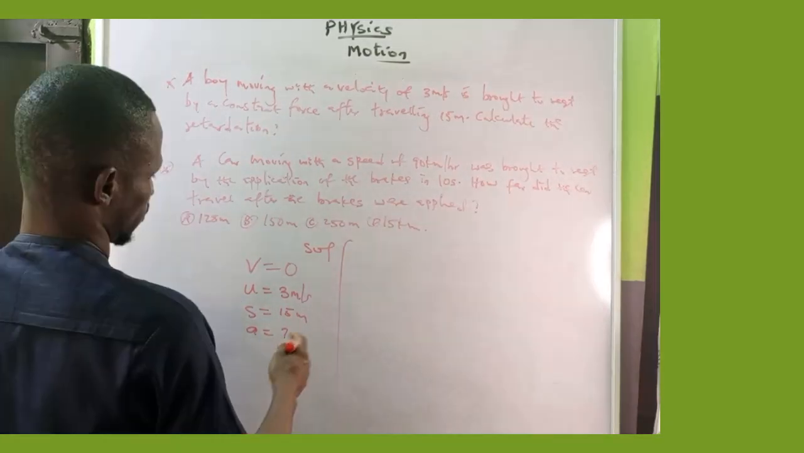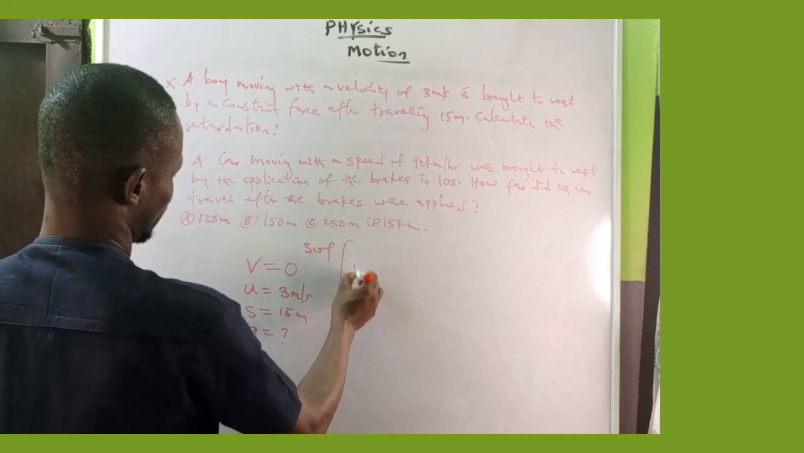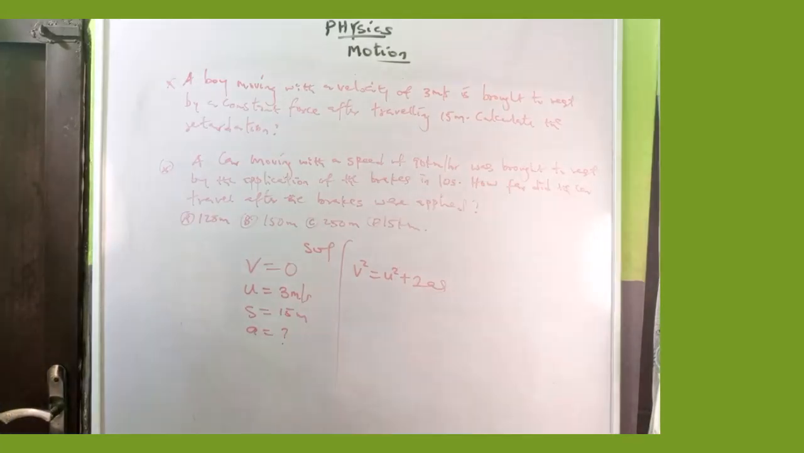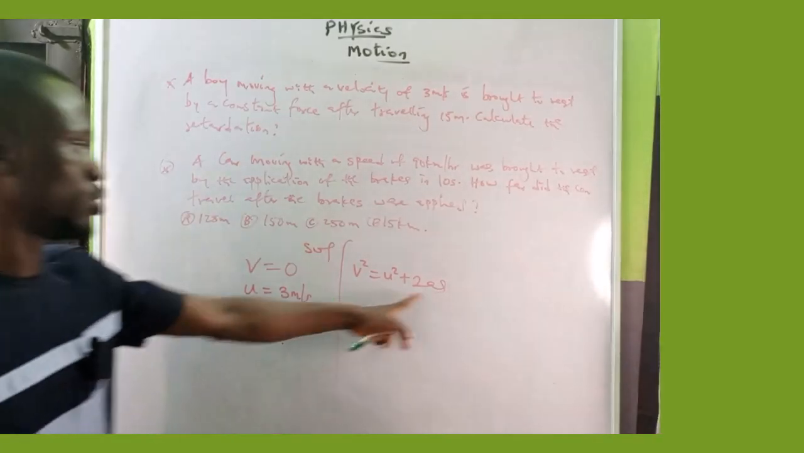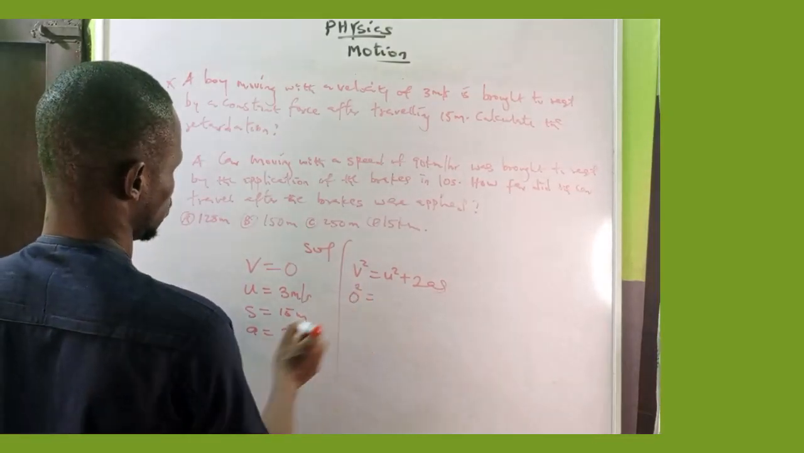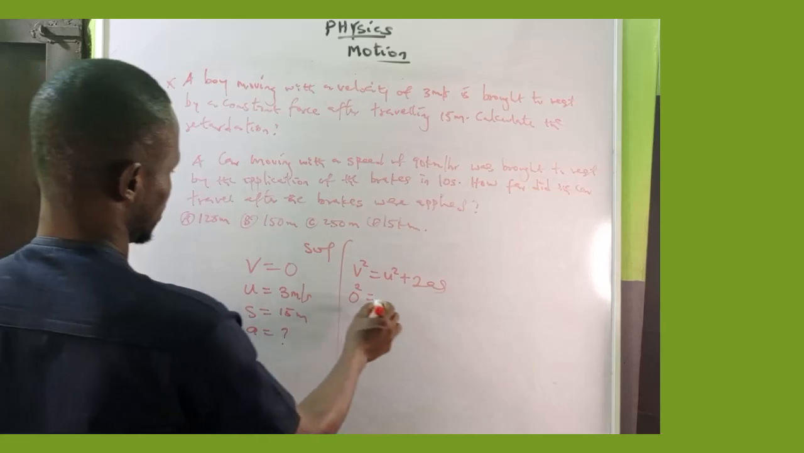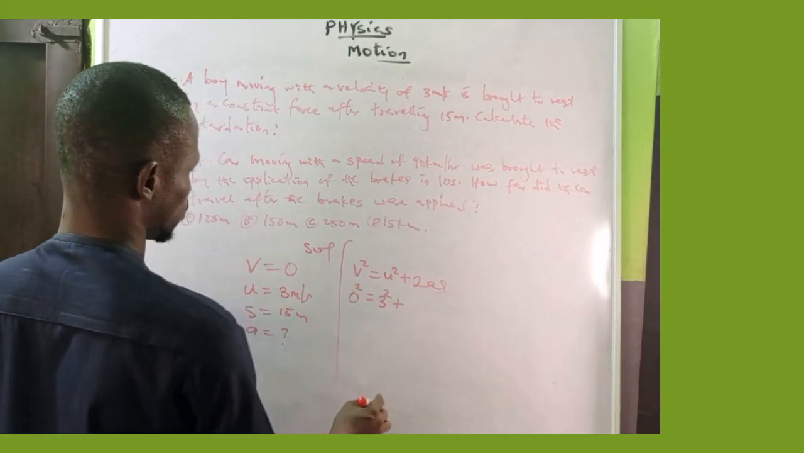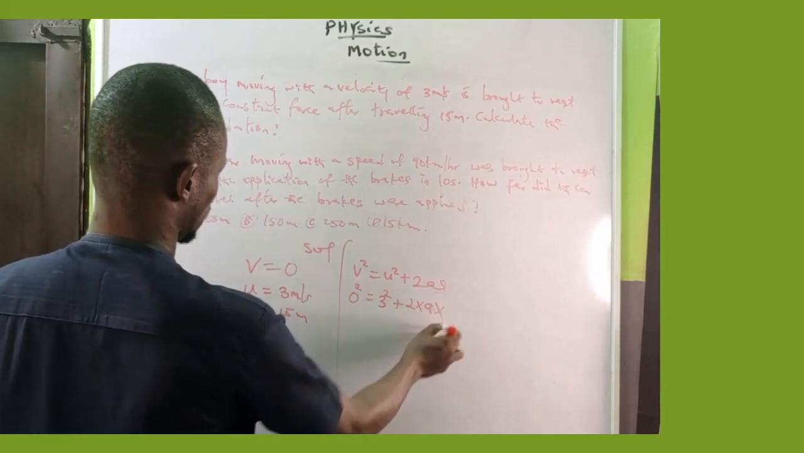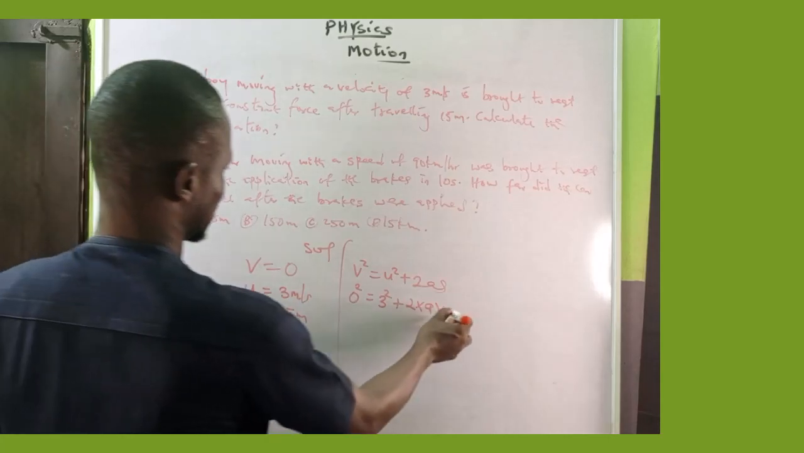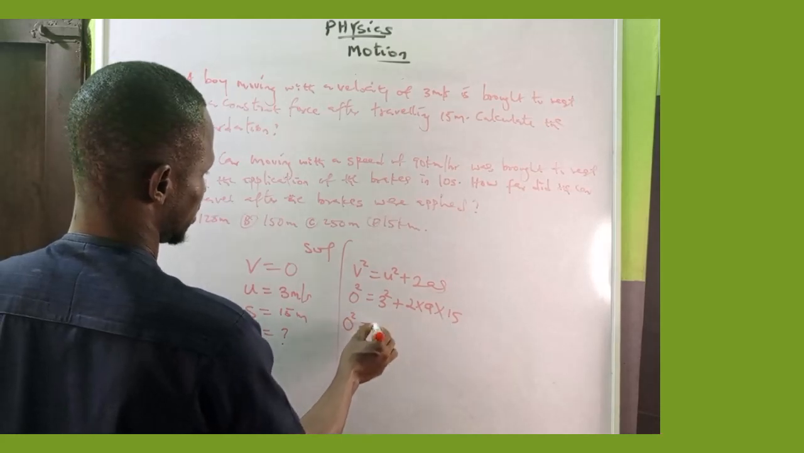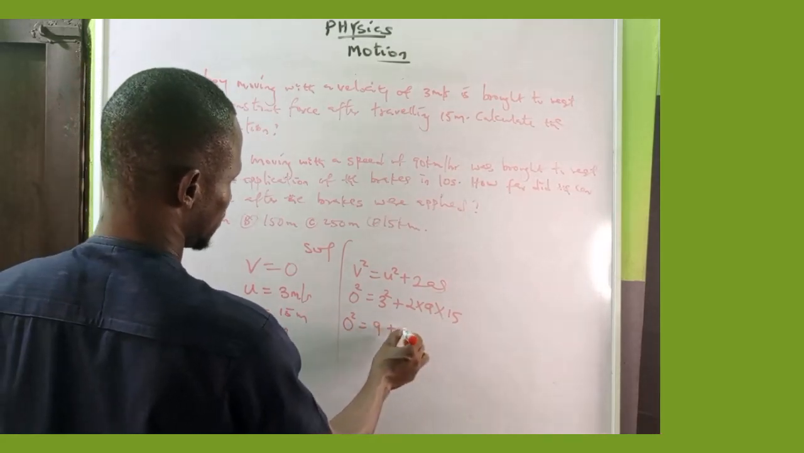So from this, we are going to have that v square is equal to u square plus 2as. The formula with time is not needed because there is no time here. So we are using this to solve. V square is 0 square, equal to, what is u square? U square is 3 square plus 2 times a. What is a? That's what we are looking for, the acceleration. And what is the distance? The distance is 15.